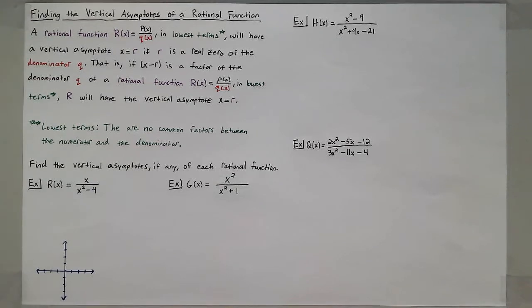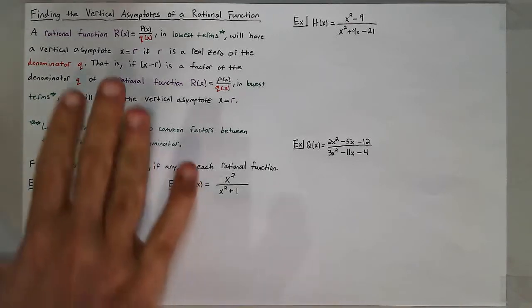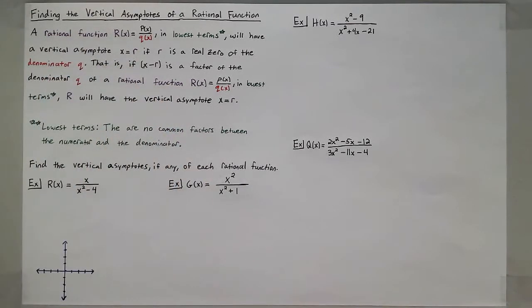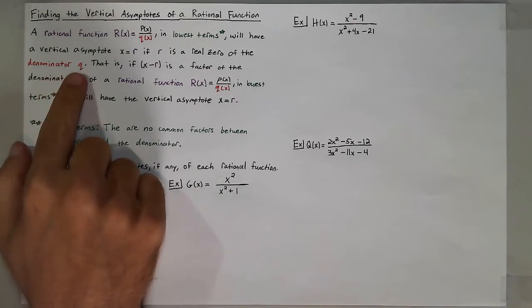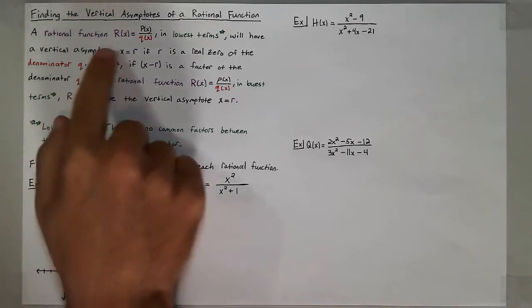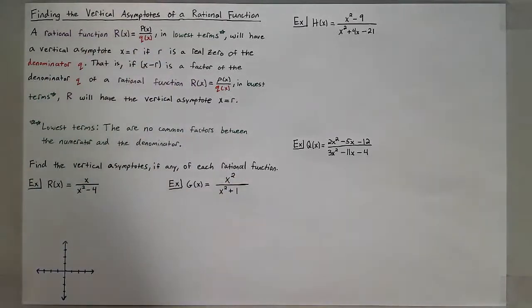In this video, we're going to learn how to find the vertical asymptotes of a rational function. Now, a rational function in lowest terms will have a vertical asymptote x equals r if r is a real zero of the denominator. In the last lesson, we looked at these zeros as a place where the function was not defined and a hole in its domain.